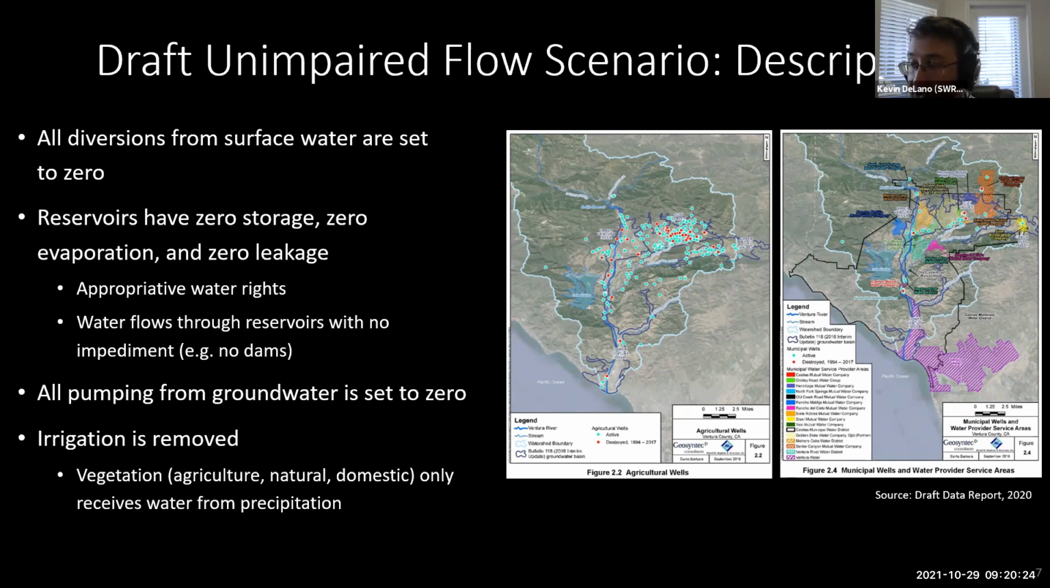Are you going to discuss the results of the scenarios? No, the only scenario that we have run is the preliminary draft unimpaired flow scenario. All other scenarios that we're talking about today have not been built or run yet. We do have preliminary draft results for this unimpaired flow scenario that were published in August, and there will be a revised version coming out in December. But all other scenarios aren't built yet.